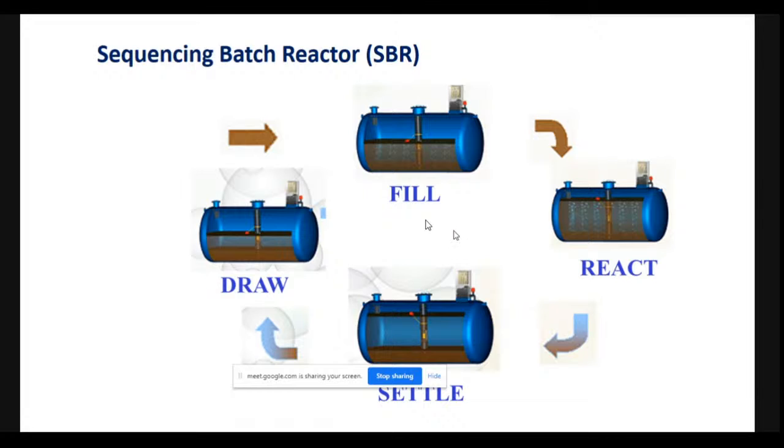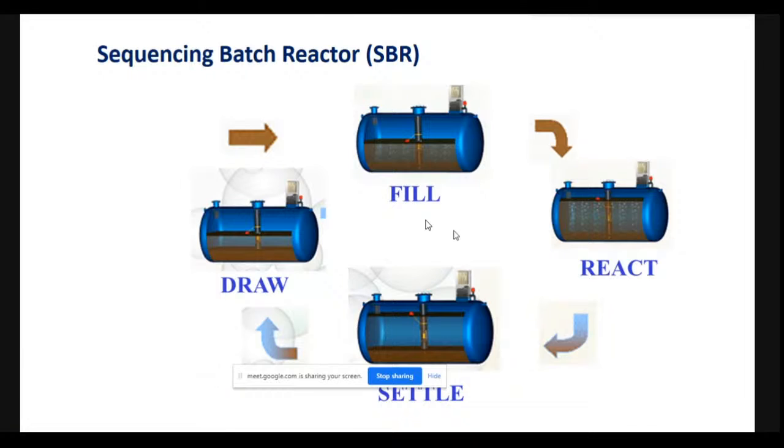But now this has been consolidated into a simple tank, and you have one tank, and the volume of the tank can be designed according to the quantity of wastewater that needs to be treated. So there are 4 major cycles, which are called fill, react, settle, and then draw. Draw means you draw the treated liquid out of the SBR.